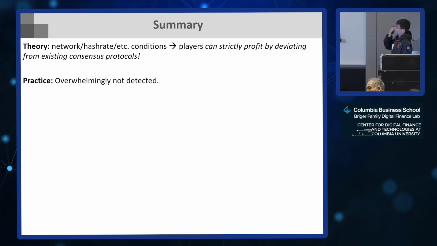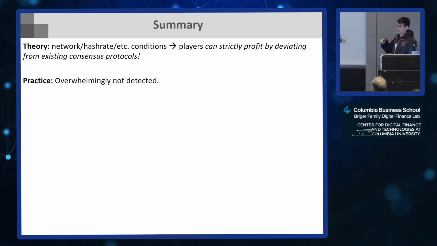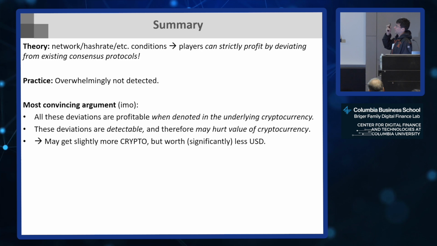So the motivation for this talk is just that in practice, according to the theory, people could be strictly profiting by manipulating consensus protocols. And overwhelmingly, people seem to not be doing it. And I argue that, in my opinion, the most convincing argument is just that you don't want to be detected. Even if it can't be traced back to you, you probably don't want to risk tanking the value of the crypto asset you're manipulating.